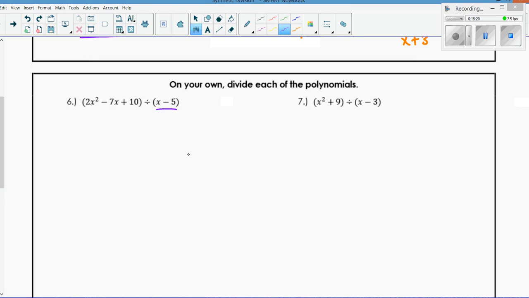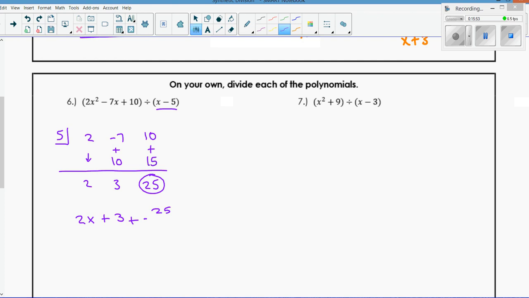Okay, let's go through and check your answers. If this is x minus 5, then I can put a 5 here, a 2 here, a negative 7 here, and a 10 here. I bring down my 2, multiply, add, multiply, add. I started with an x squared, which means that this is just 2x plus 3. This is my remainder, so plus 25 over x minus 5.